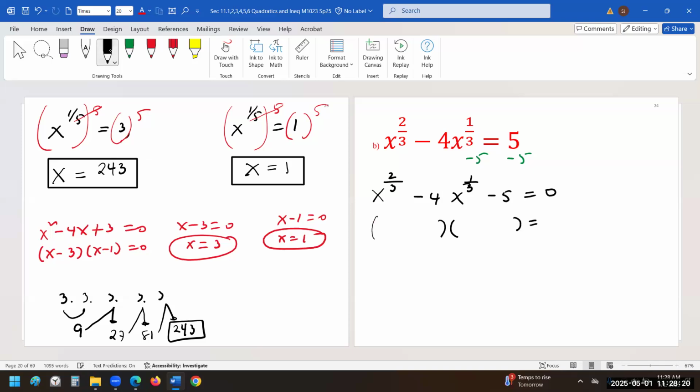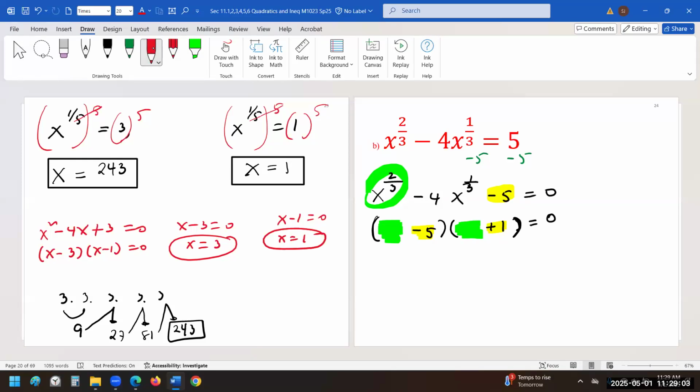And now we are looking for 2 numbers that multiply to -5 and combine to -4. 2 numbers, when you multiply, you get -5. When you add them, you get -4. Good job. -5 and +1. So we split our -5 into 2 pieces, -5 and +1. We want to do the same thing for x to the 2/3. Split into 2 pieces so that when you combine them, we'll get x to the 2/3.